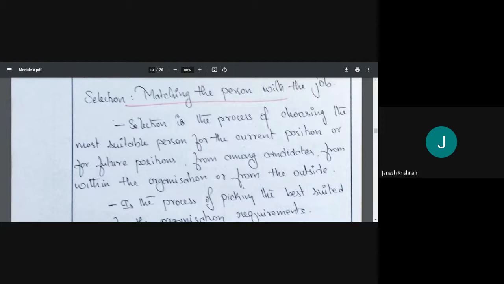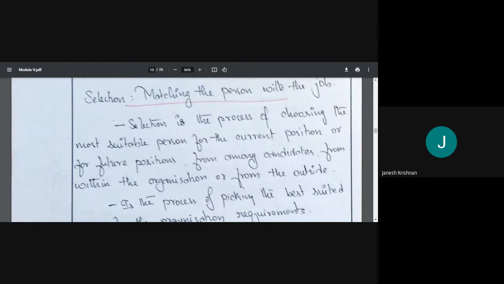Sometimes I'll take some time, maybe after 6 months or 1 year, I'll have that menu also. So that becomes my future requirement. So selection means the process of choosing the most suitable person for either the current position or for future positions, from among the candidates from within the organization or outside the organization.